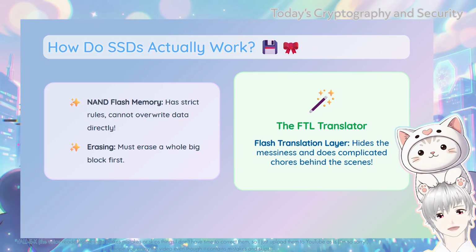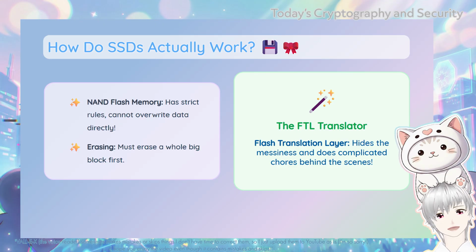The physical memory chips inside the drive, which are called NAND flash memory, have some really weird and strict rules. For example, you cannot just overwrite your data directly with new data, like you could on an old-school magnetic hard drive. You actually have to erase a whole big block of data first, before writing new data into that specific spot. To hide all this mismatch from your computer's operating system, the SSD has a special translator built right into its hardware. This translator is called the Flash Translation Layer, or FTL for short.